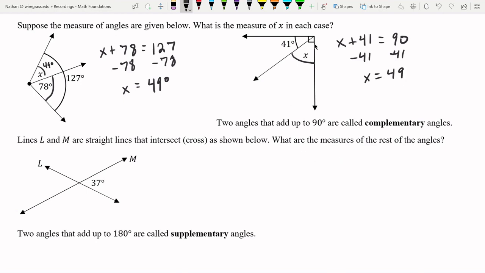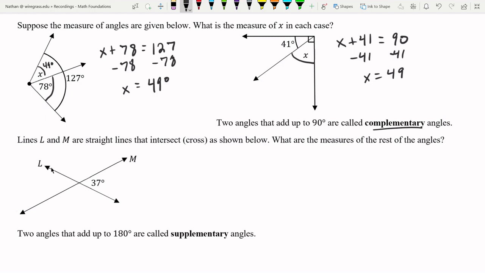Now what's interesting about this one is that because these two angles add up to 90 degrees, these are called complementary angles. Any two angles that add up to 90 degrees are complementary. So it could be 10 and 80, 15 and 75, 60 and 30. These are all complementary angles because they add up to 90 degrees.